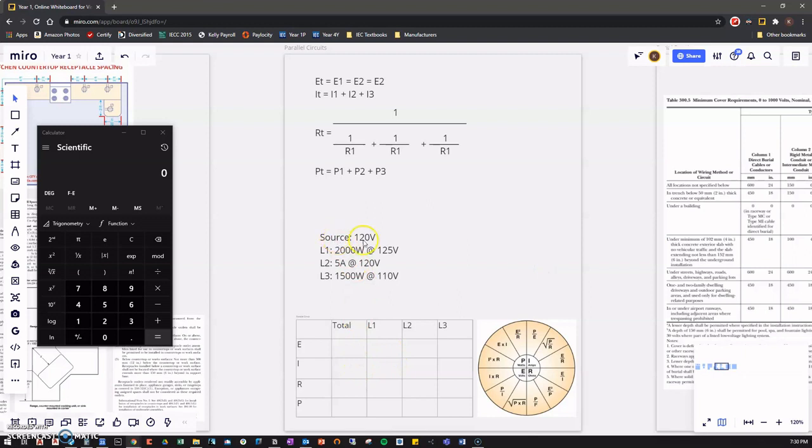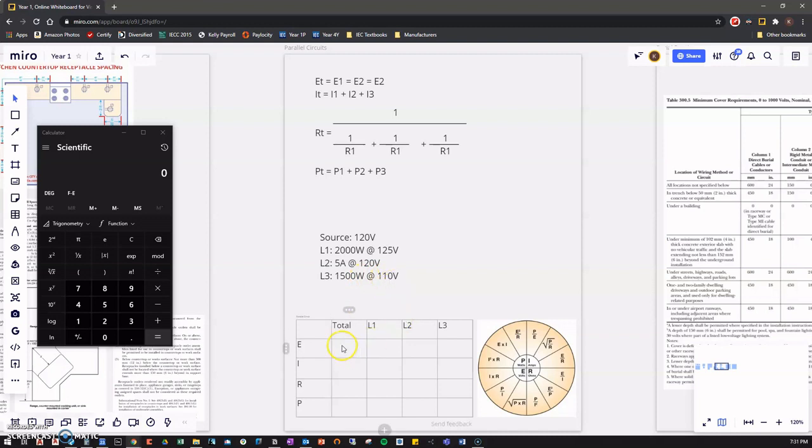So here we have a circuit, right? In this case, they tell us the source is 120, and then all these loads are going to be connected in parallel. On the test, there'll probably be a diagram, a picture. But here we have load 1 is 2,000 watts if operated at 125 volt. Load 2, 5 amps if operated at 120 volt. Load 3, 1,500 watts if operated at 110 volt.